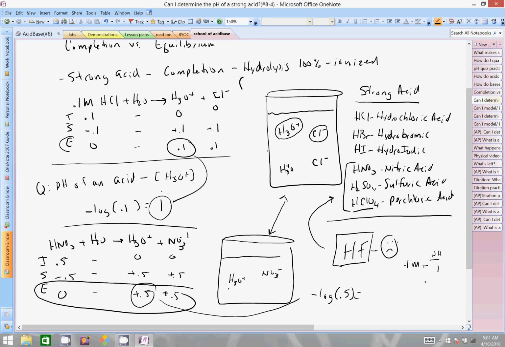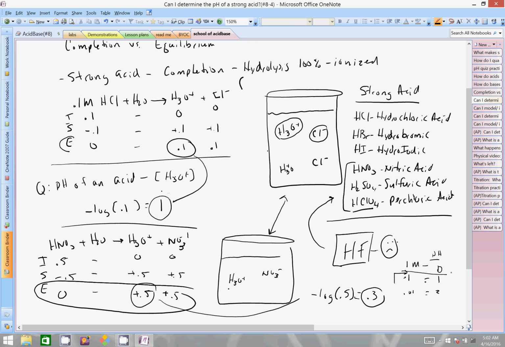I didn't mean to put a point there. So 1 molar is 0. 0.1 is 1. 0.01 is 2. So I'm somewhere between here, 0.5. And the pH, because it's not linear, ends up being negative log 0.5 is 0.3. Should fit right between there.